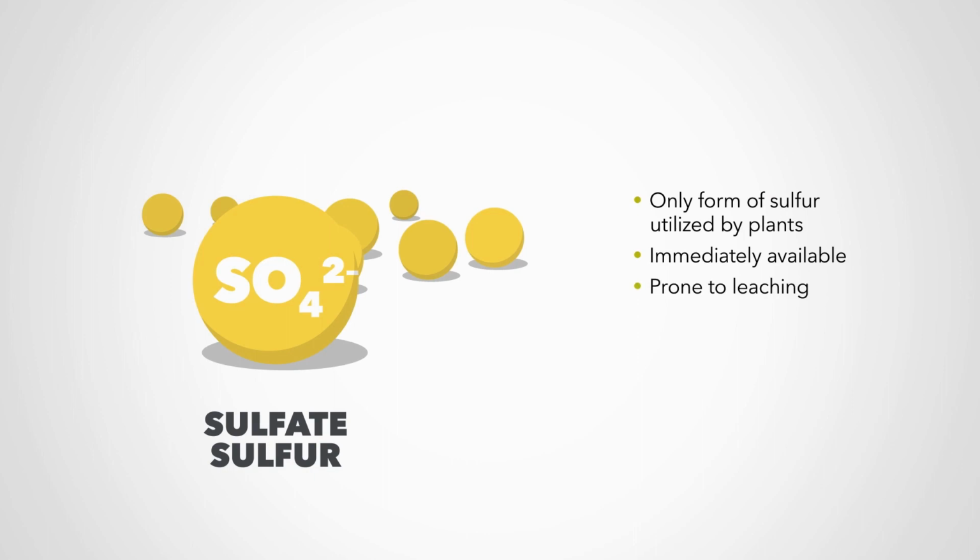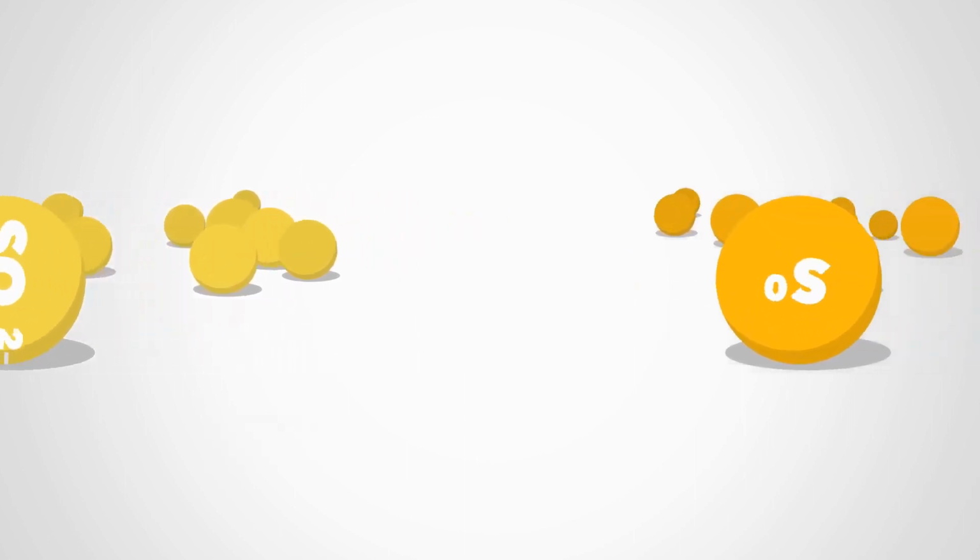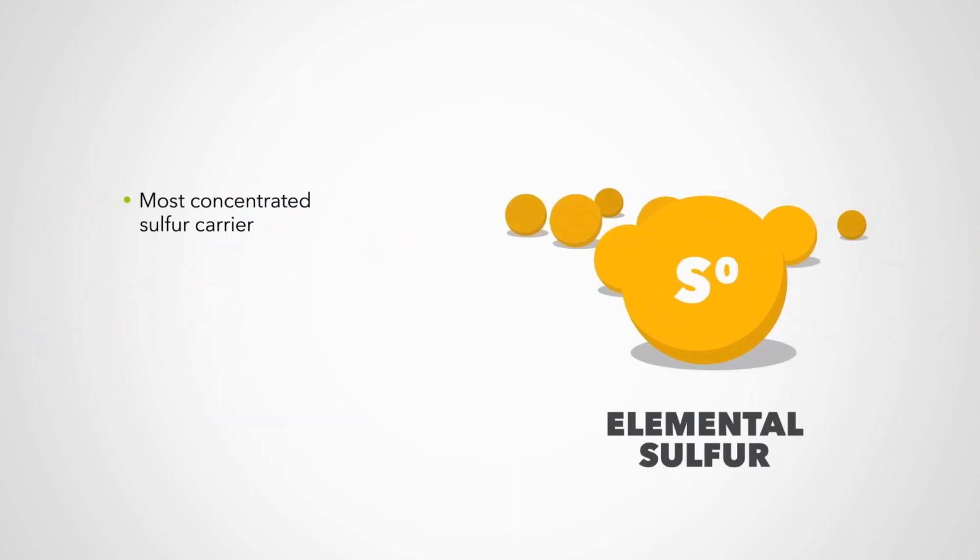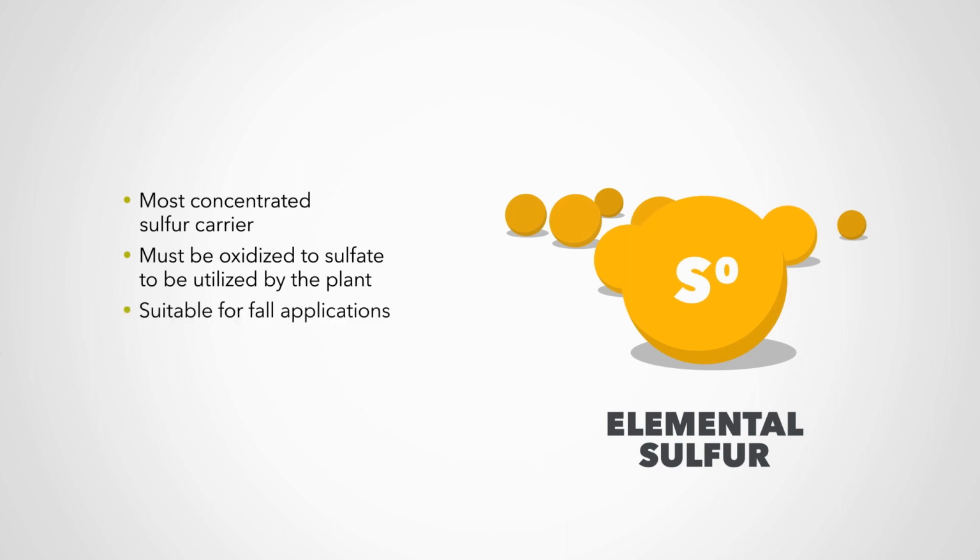Sulfate sulfur fertilizers are more suited for pre-plant and in-season applications, since the form is readily plant available. Elemental sulfur sources are the most concentrated sulfur carrier, but must be oxidized to sulfate before the plant can utilize it. Since the elemental sulfur form needs to be oxidized to become plant available, fall applications are an option.